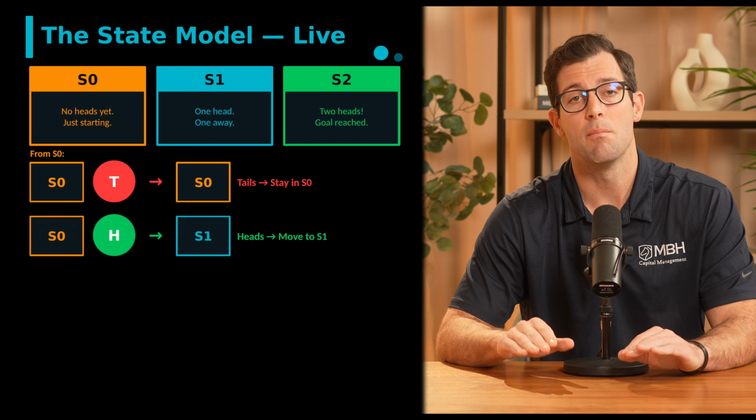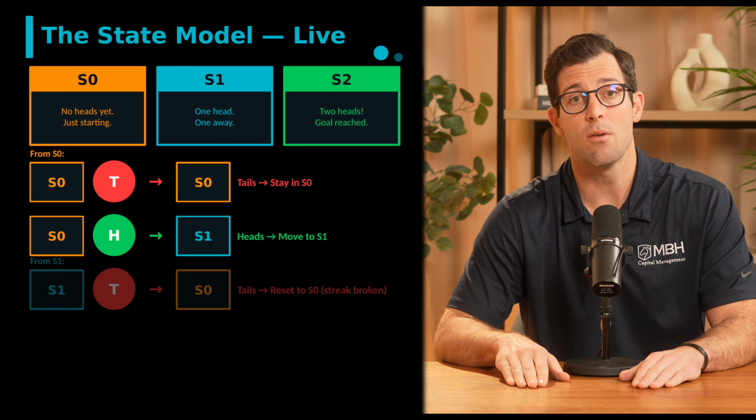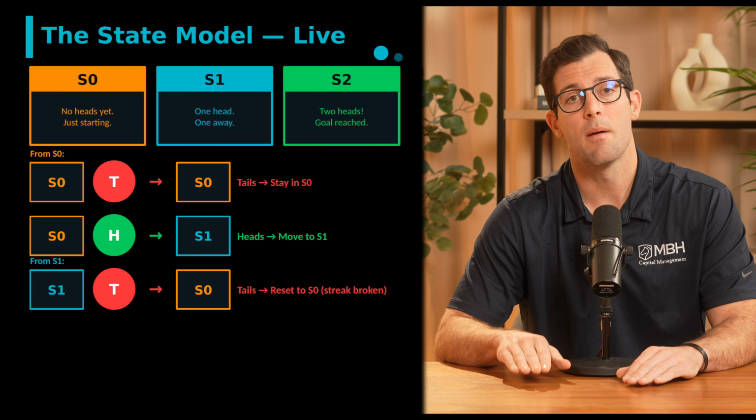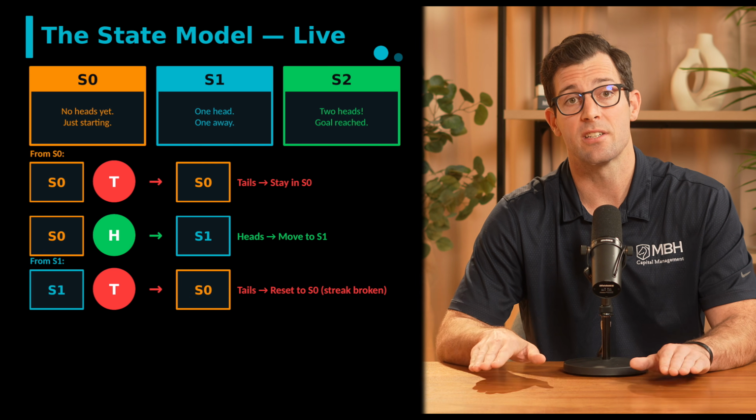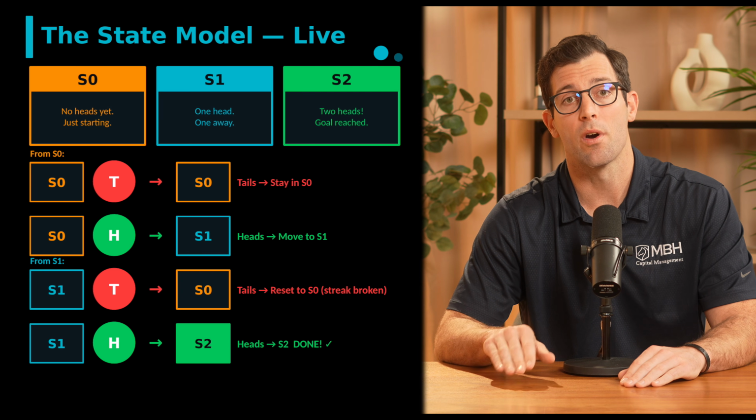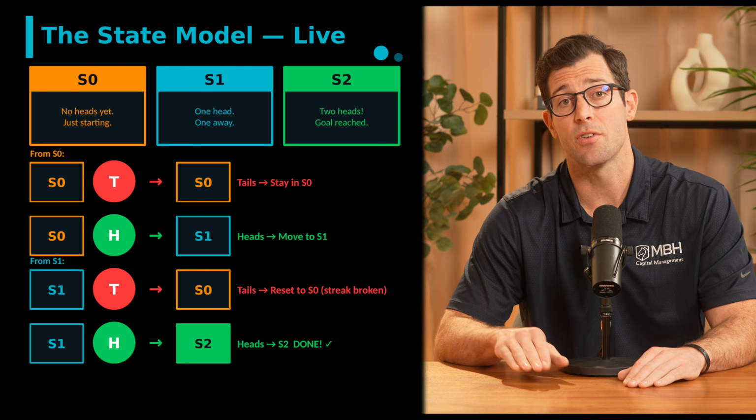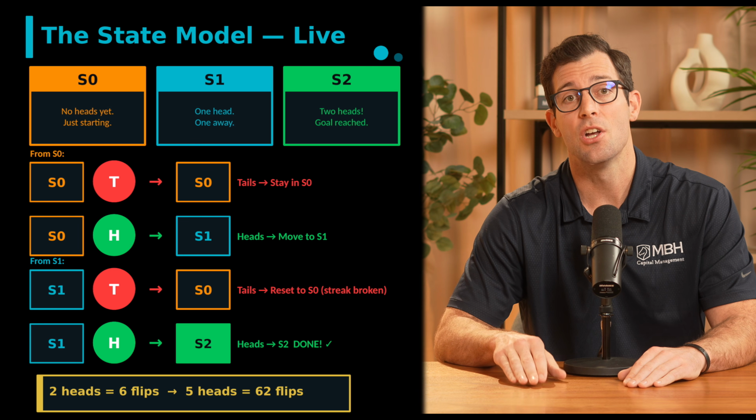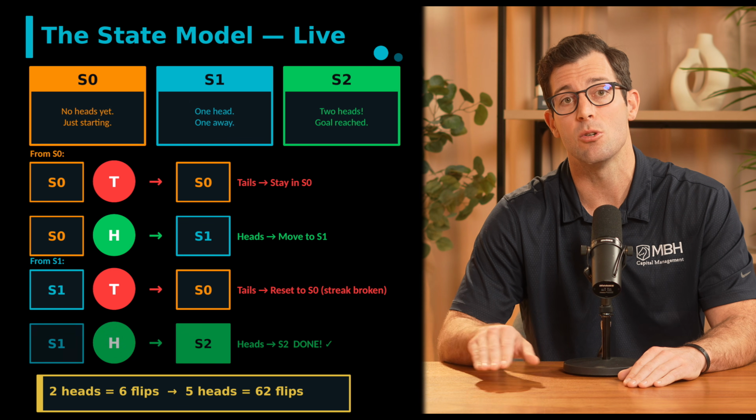We flip heads, move to state 1. From state 1, if we flip tails, we're back to state 0. Our streak is broken. Heads, we hit state 2. Done. When you work through the math, setting up equations for expected flips in each state, you get 6 flips to achieve 2 heads in a row.